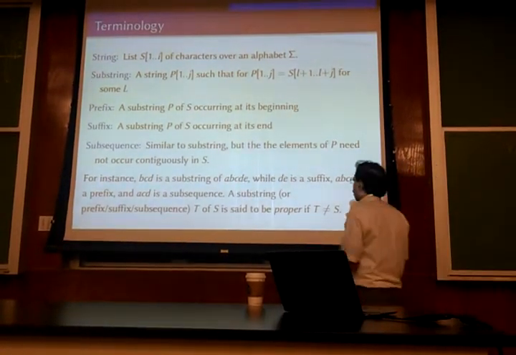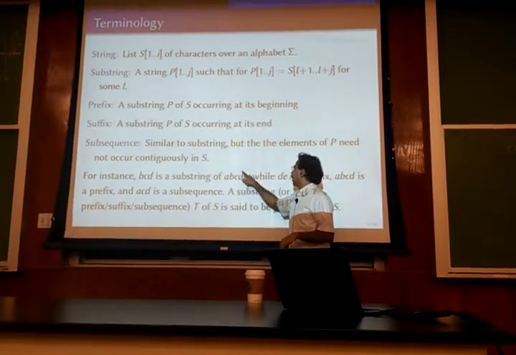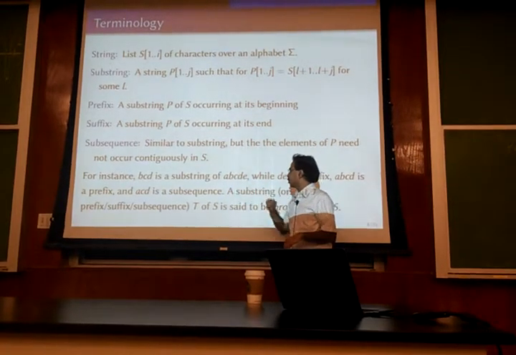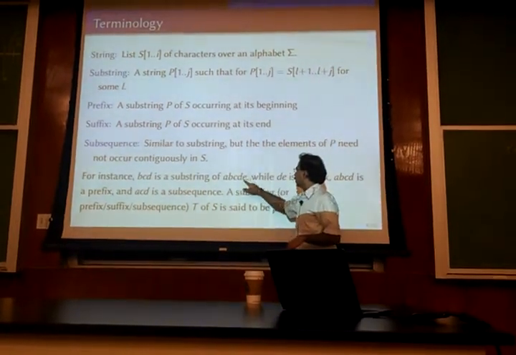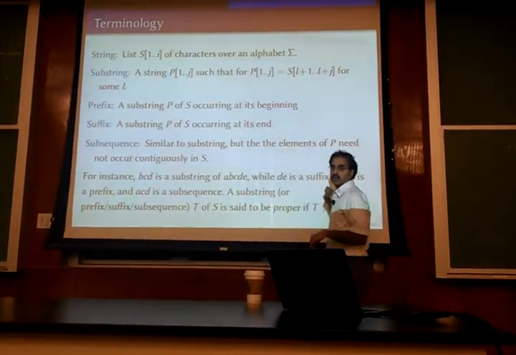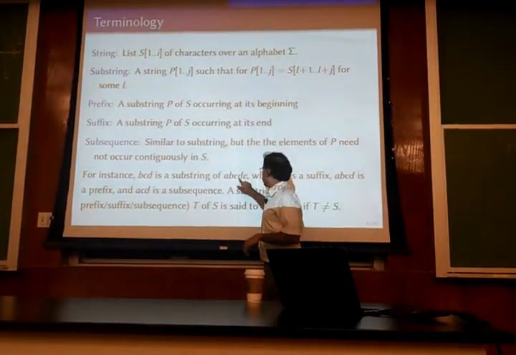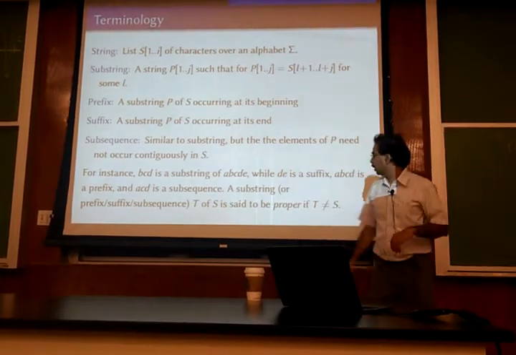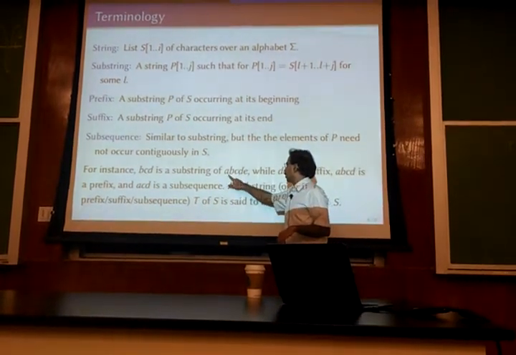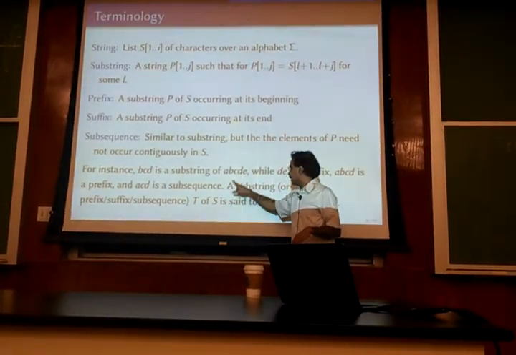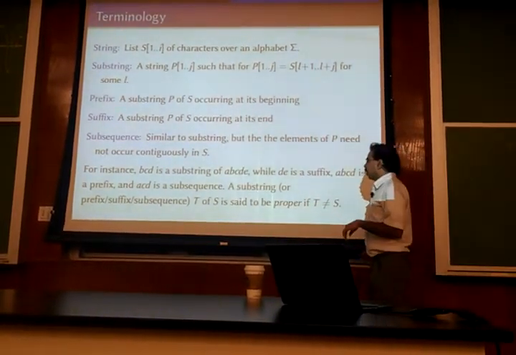So if you take BCD, BCD is a substring of ABCDE starting at position 2, right? DE is a suffix because the E is going to end at the end of the bigger string. And ABCD is a prefix because it's a substring that starts at the beginning of the string. Okay? And ACD is a subsequence because the characters in ACD don't occur contiguously in the bigger string, right? So it's a subsequence.